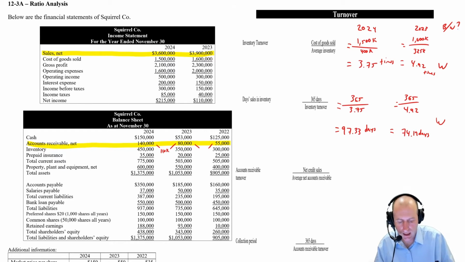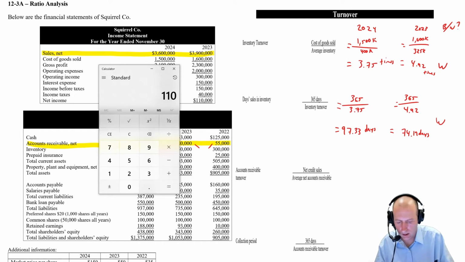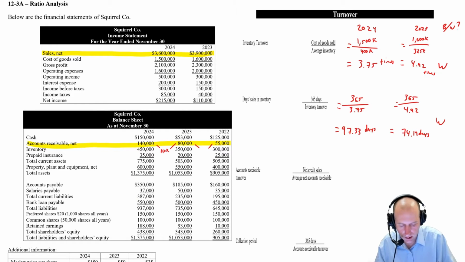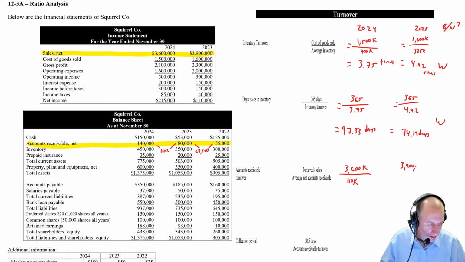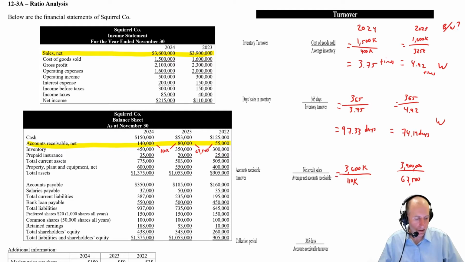And the average between 80 and 55, this is going to be an awkward number. 80 plus 55 divided by 2 is 67,500. Okay, so we'll take our net credit sales, or our net sales, 3.6 million divided by 110,000. And for the year before, it's going to be 3.9 million. I'll write all the zeros here because I've got the whole 0.5K. 67,500 is my denominator. So let's compute that.